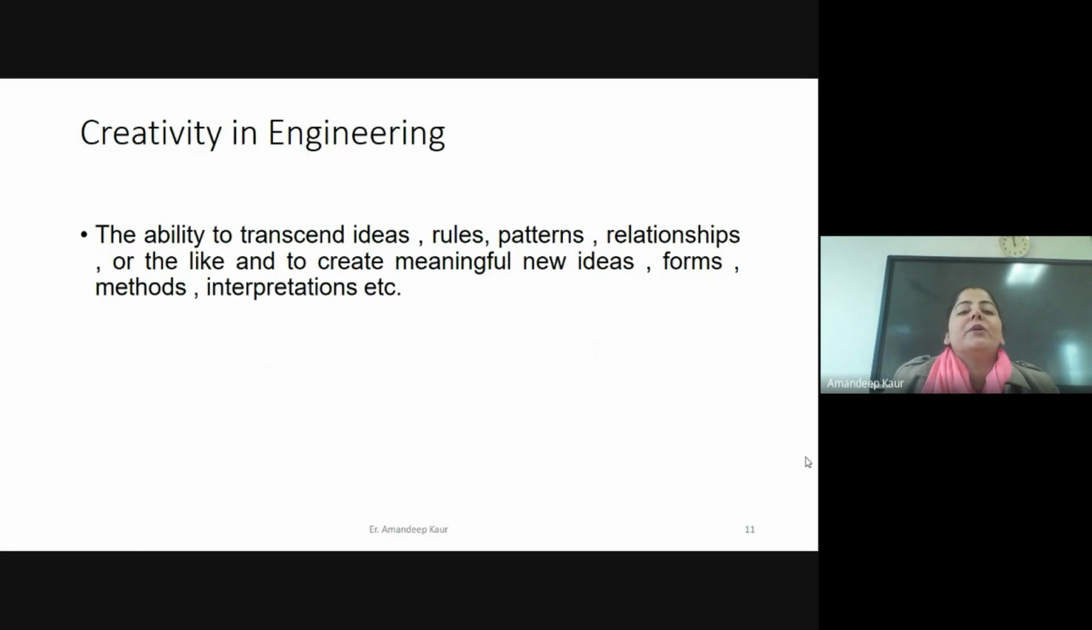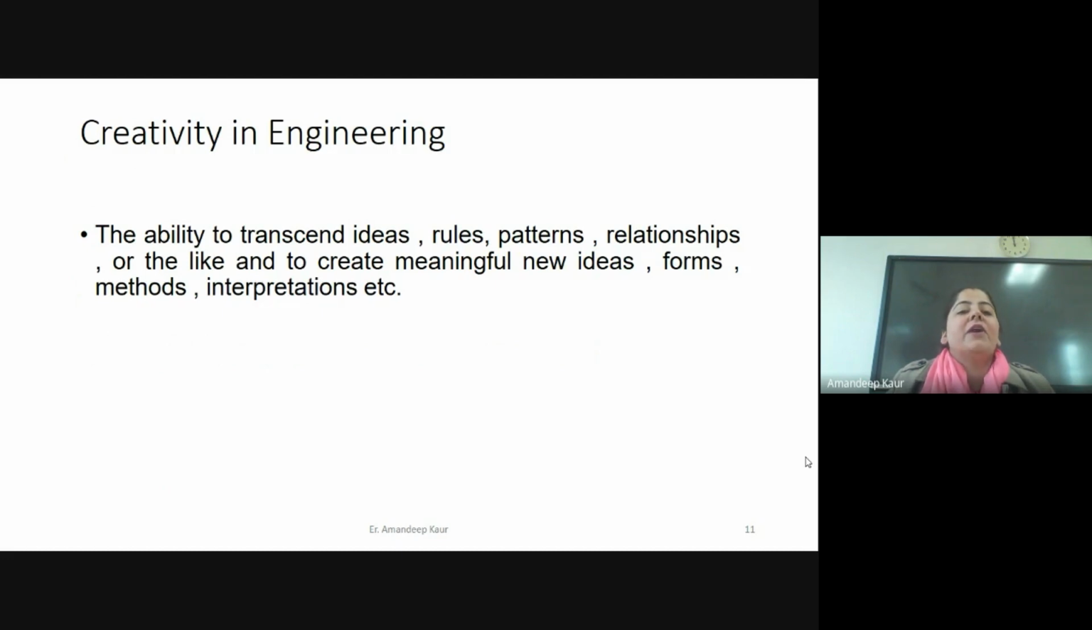So when it comes to creativity in engineering, it is the ability to transcend ideas, rules, patterns, relationships, or the like, and to create meaningful new ideas, forms, methods, and interpretations. So my students are not developing theories. My students are not devising new principles or facts. Those principles and facts are already available. My students are making meaning out of that. So they are able to create meaningful new ideas, forms, methods, and interpretations from the information that is already available with them.